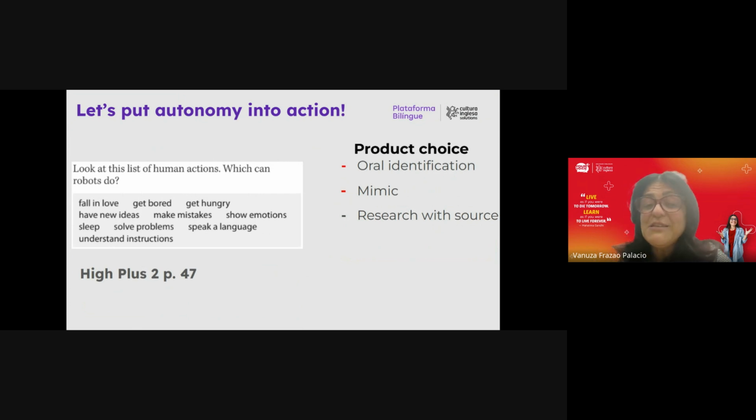And last but not least, this is a richer activity, let's put it this way, because it's a more complex activity. Students do some research on which activities robots can actually do with sources, right? So this is also another possibility. So students, they pick and choose the one that they like best. Now, again, we are catering not only for autonomy, but also for differentiation in terms of language, in terms of talents, and so on and so forth, okay?